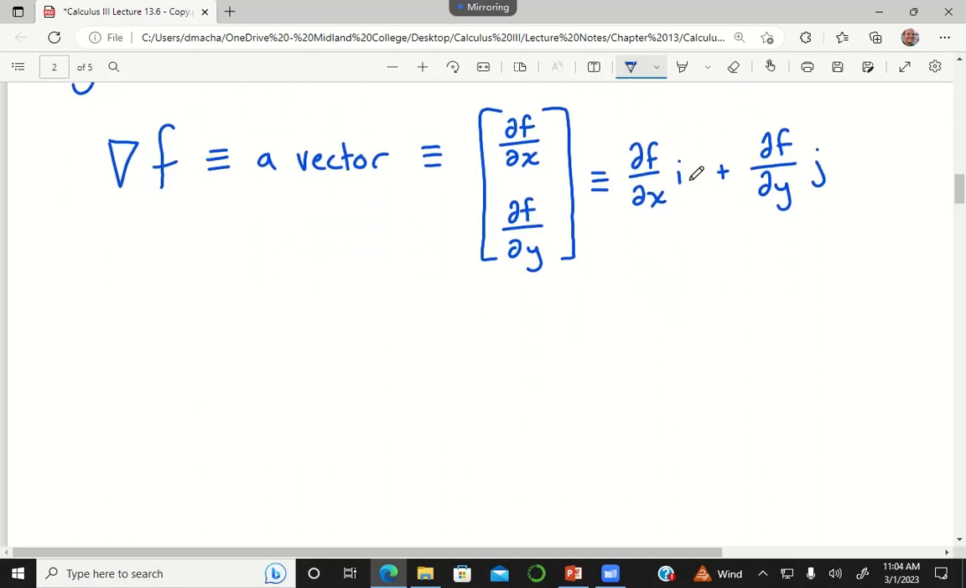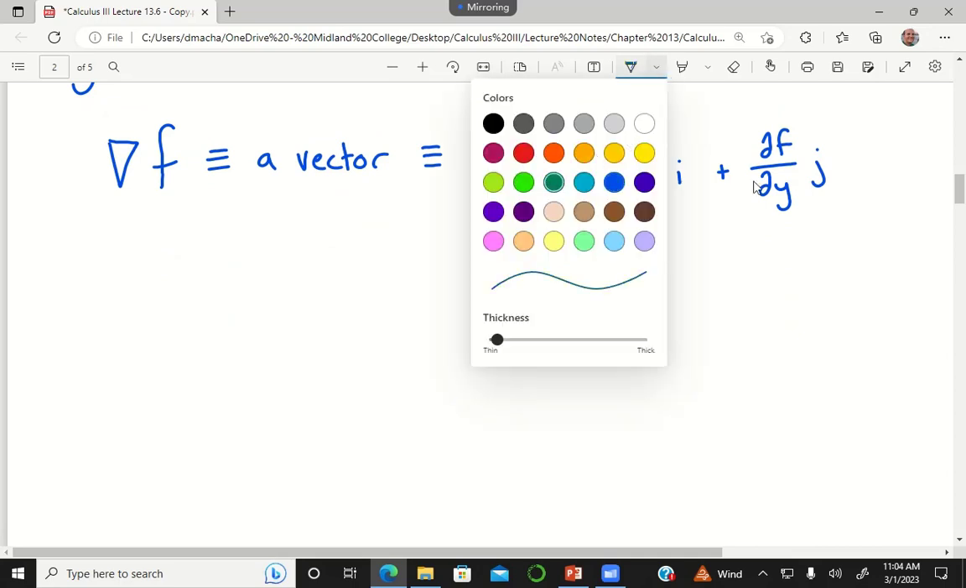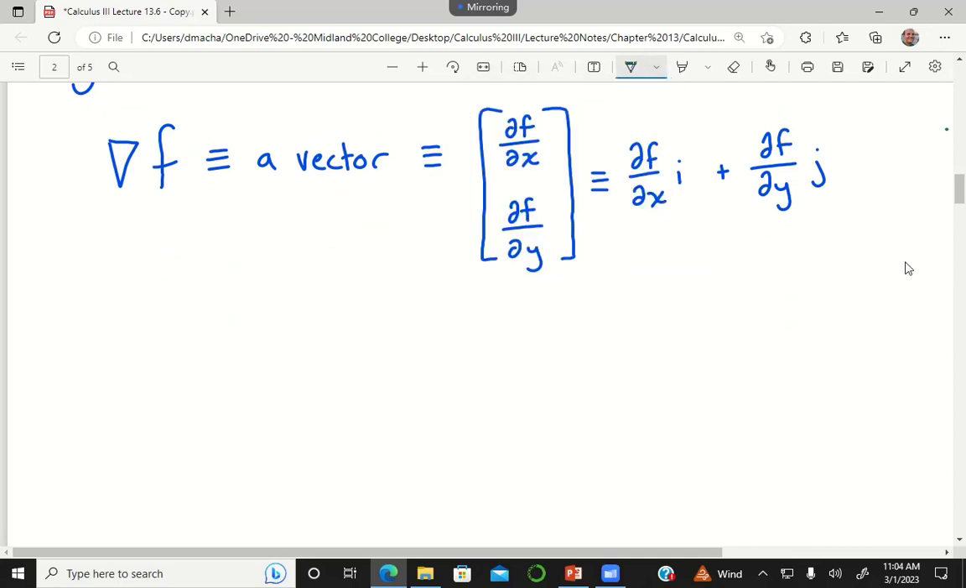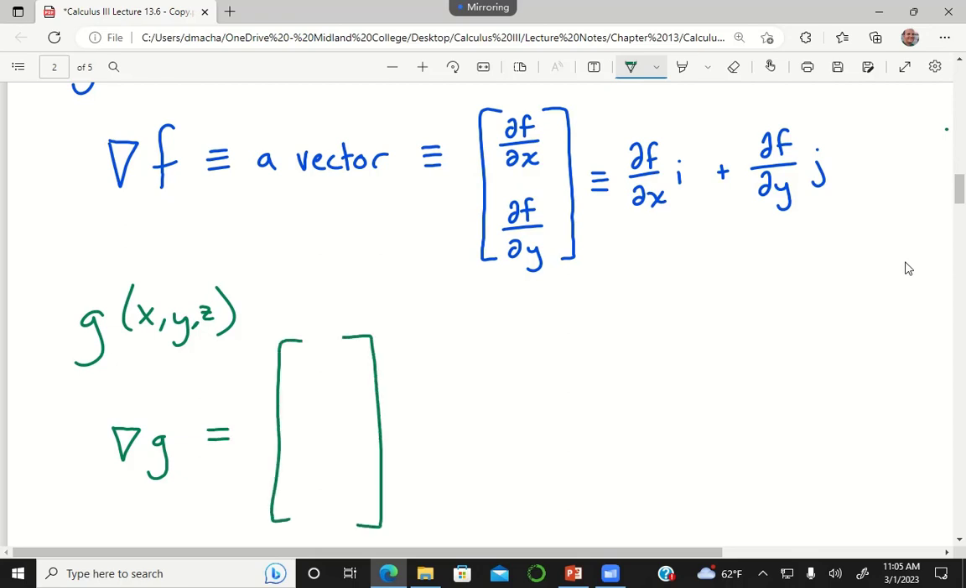Okay, so if I have a function g, and g is a function of three variables, x, y, and z, in other words, g is a scalar field, then if I write nabla g, or the gradient of g, this is just a vector with three entries, where the entries are partial g with respect to x, partial g with respect to y, and partial g with respect to z.